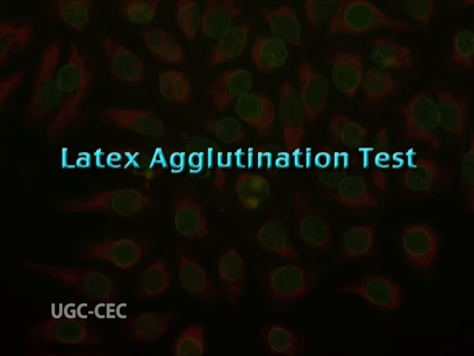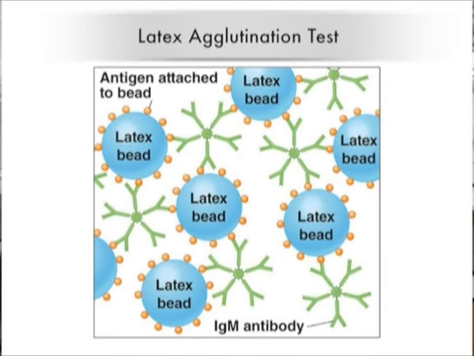Latex agglutination test. The coating of antigens or antibodies can be done on an inert material like latex beads, also known as polystyrene beads, in place of RBCs. This process enables the easy detection of the presence of antigens or antibodies in the patient's serum, urine, cerebrospinal fluid or saliva. It is commonly used for detecting the presence of rheumatoid factor in patient serum.